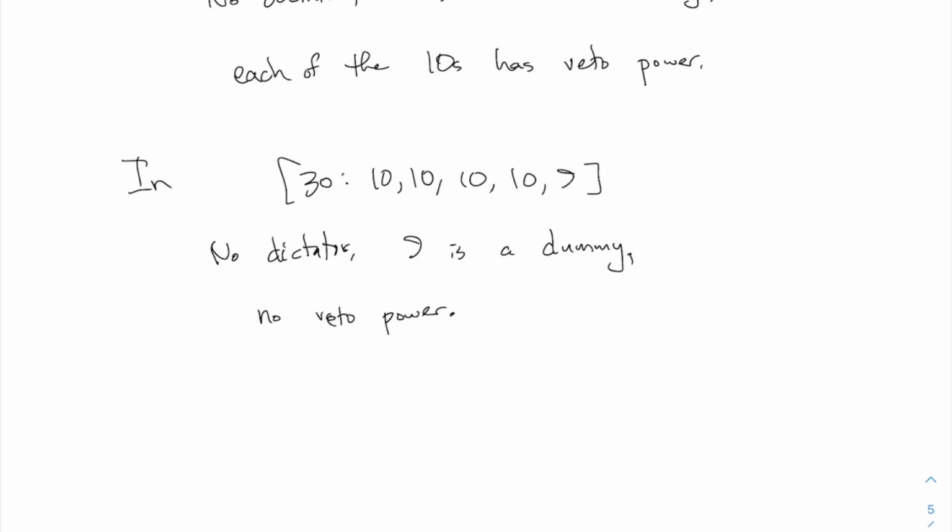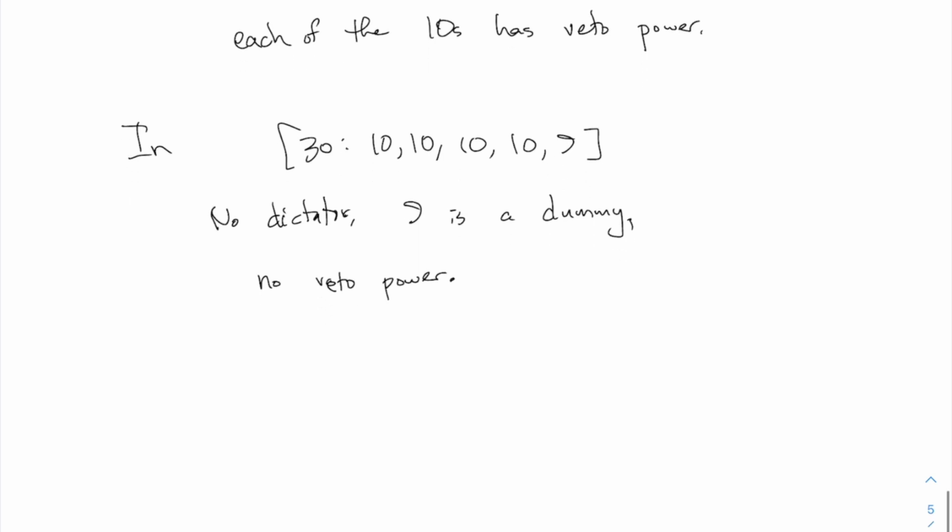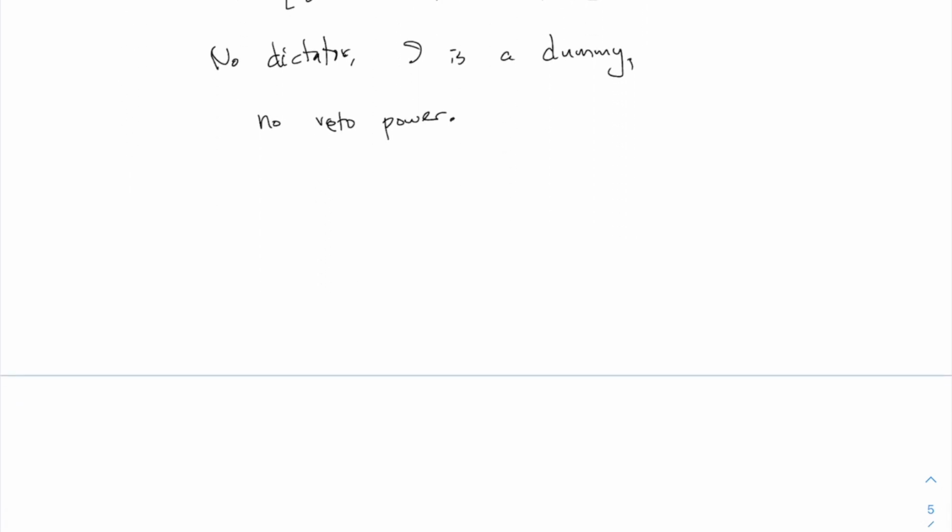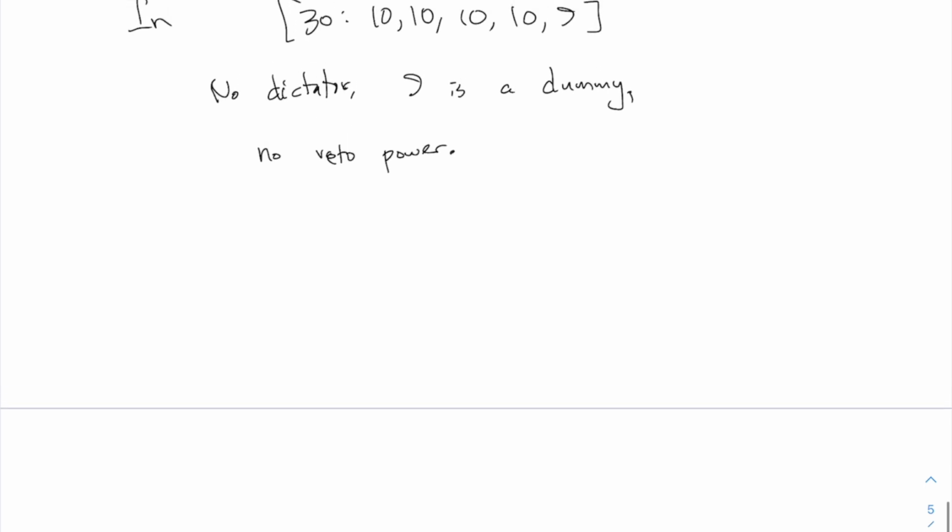All right, I got some for you to try. I'm going to give you just a bunch of different examples. Your job each time, just say if there are any dictators or dummies or veto power. This is a typical test question or whatever. I got 4 different ones here. And feel free to talk to your friends.